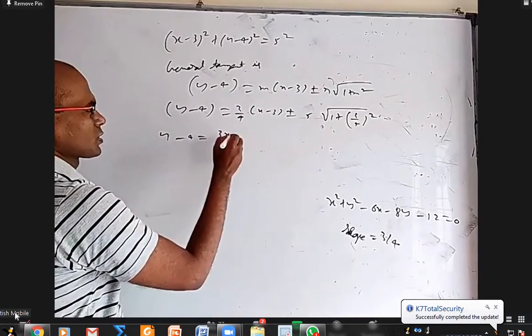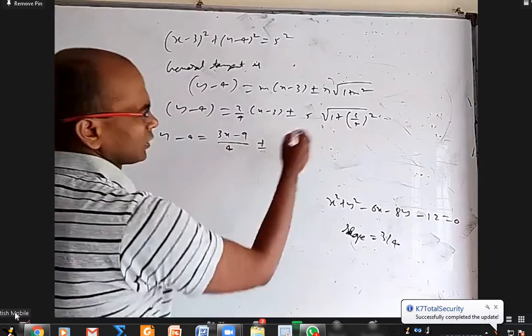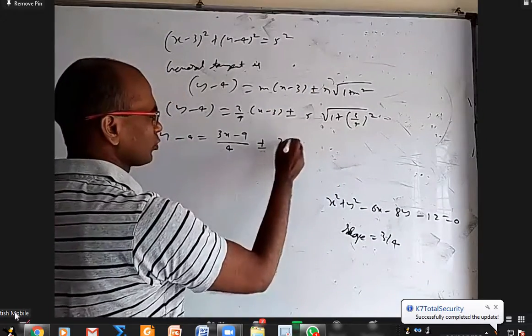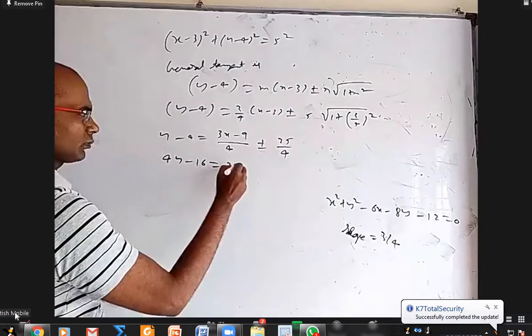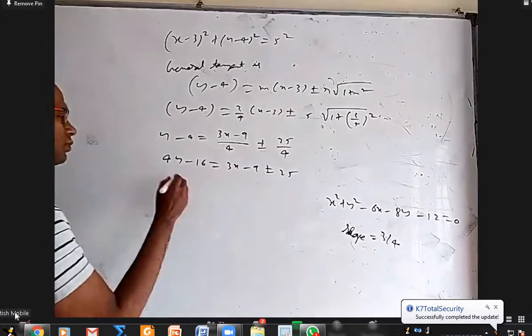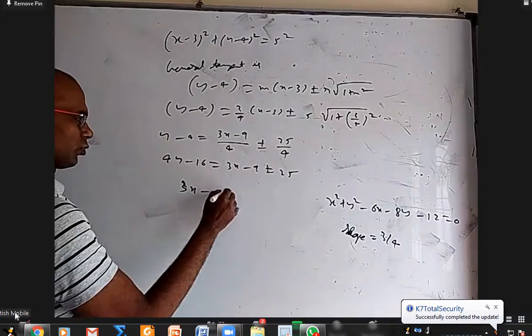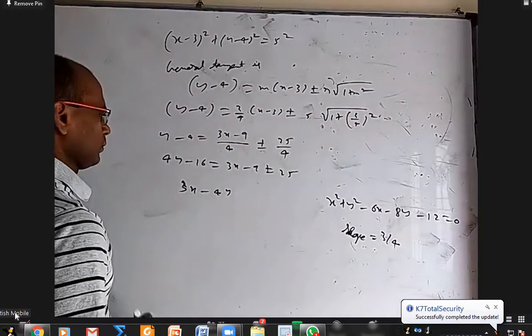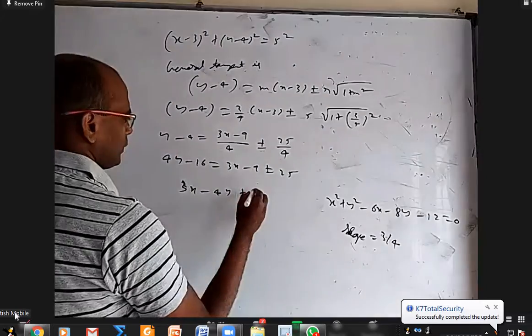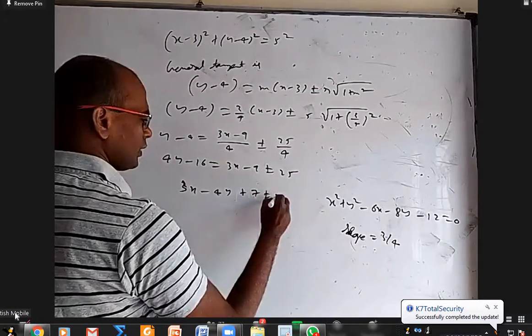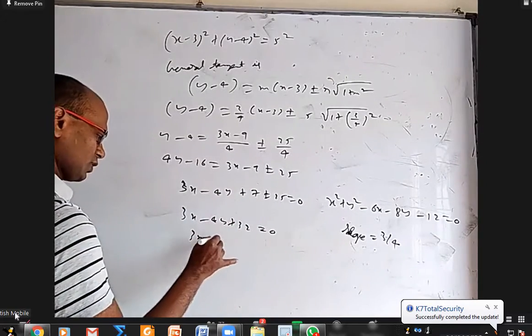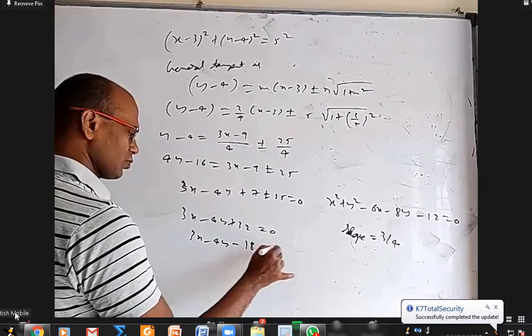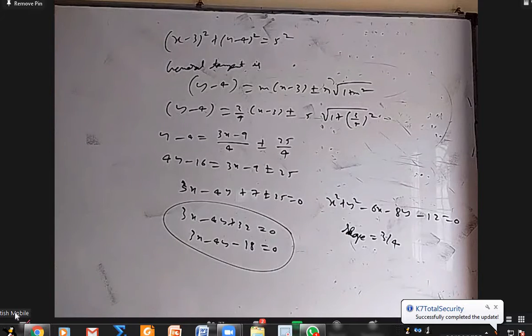So it will be 3x minus 9 by 4. This is 5 by 4, 25 by 4. I can multiply by 4: 4y minus 16 equals 3x minus 9 plus or minus 25. So 3x minus 4y plus 7 plus or minus 25 equal to 0. That is 3x minus 4y plus 32 equal to 0, and 3x minus 4y minus 18 equal to 0. I think these are the two answers. Is it okay? Yes, sir.